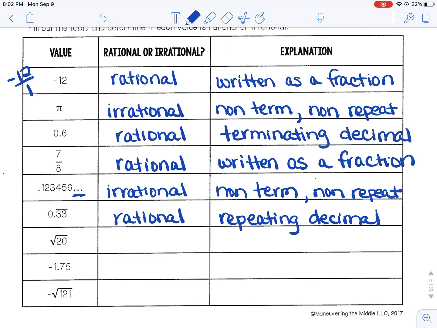Moving on to the square root of 20. You should know your list of perfect squares up to 15 by now. Look at your list. Is the square root of 20 a perfect square? Is there a number times itself that will give you 20? No, it is a non-perfect square, and non-perfect squares are irrational.